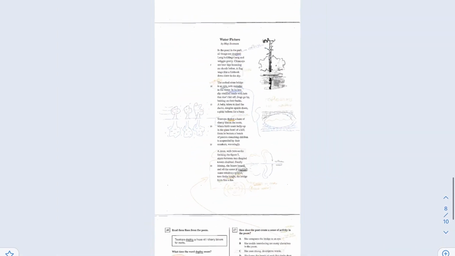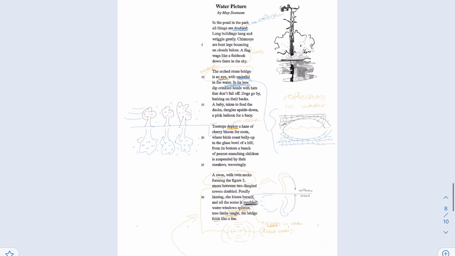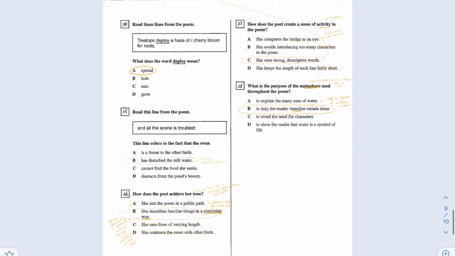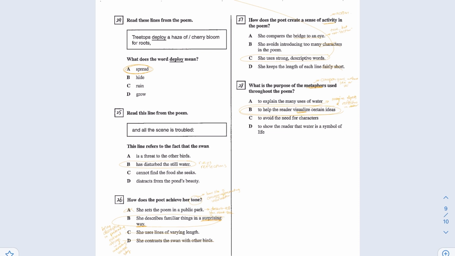So again, it's to help you visualize these things, and I did try to draw them as best as I could. So that's the summary for this section. So just be careful with poems, because when you have poems, there are a lot of metaphors and a lot of hidden meanings here.